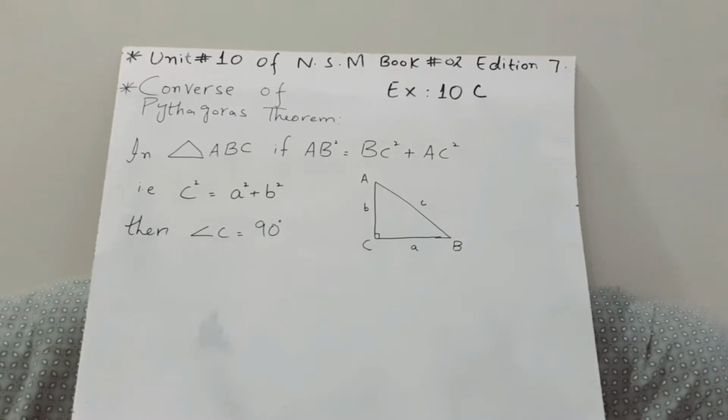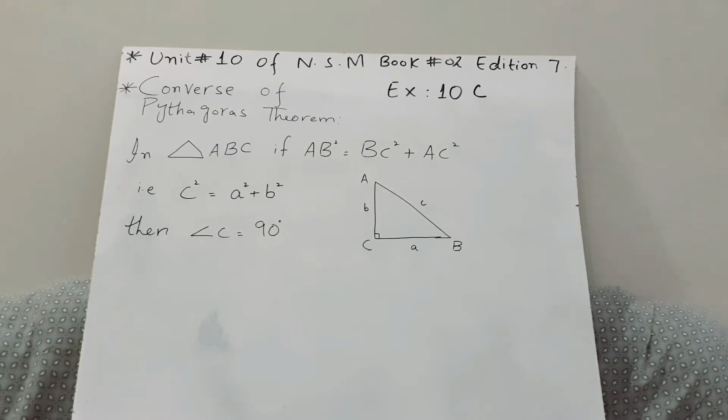So what was Pythagoras theorem? The statement of Pythagoras theorem was, if an angle in a triangle is a right angle, then the square of the length of the side opposite to the right angle, i.e. the hypotenuse, is equal to the sum of the squares of the lengths of the other two sides. So that was the statement of Pythagoras theorem.